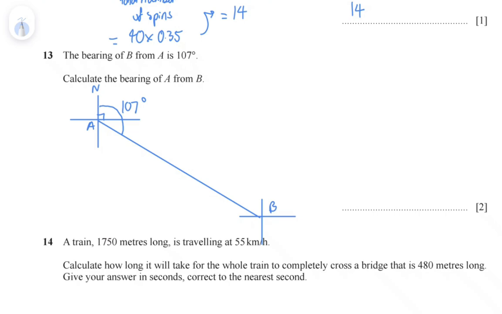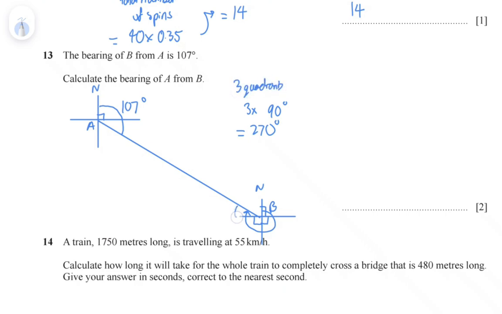Now looking at the bearing of A from B, we know that we start at north, going all the way until here. We know that each quadrant is 90 degrees, so the first three quadrants is 90 degrees times 3, as it is 3 quadrants, which is equal to 270 degrees.